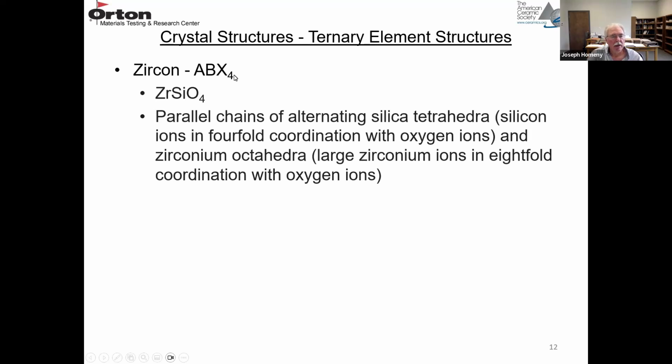Zircon, ABX4, an example is ZrSiO4. So this is in this ABX4 structure, and it's zircon, the zirconium silicate. It's a refractory material. So in this structure, you have parallel chains of alternating silica tetrahedra. So you have a silicon ion in 4-fold coordination with the oxygen ions. And then the zirconium polyhedra, you have large zirconium ions in 8-fold coordination with the oxygen.